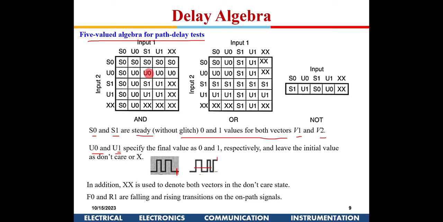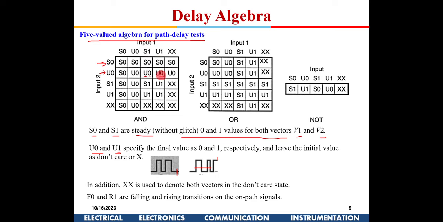Now if you see here, this is the truth table for an AND gate. If one input is S0, then irrespective of what is at the second input of the two-input AND gate, the output will be S0. U0 and S0 will give S0, and U0 and U0 will give U0, because initially it is undefined but finally both settle to 0. With the other input static 1 and this U0, it finally goes to 0, and initially it is undefined, so U0 and S1 will give U0. U0 and U1 again give U0.